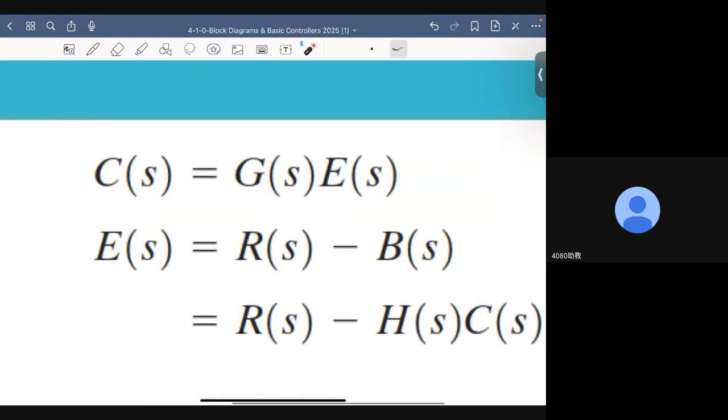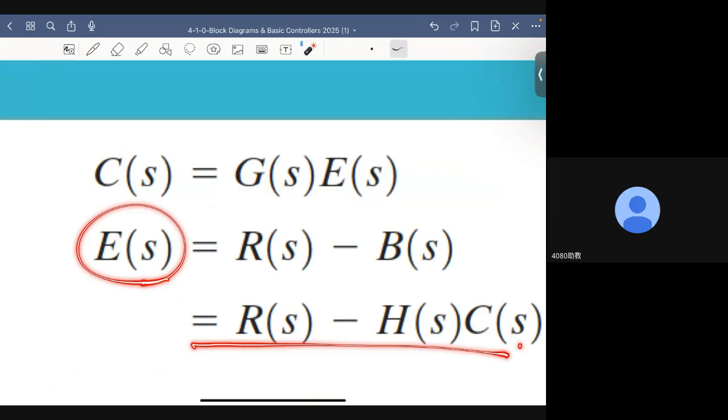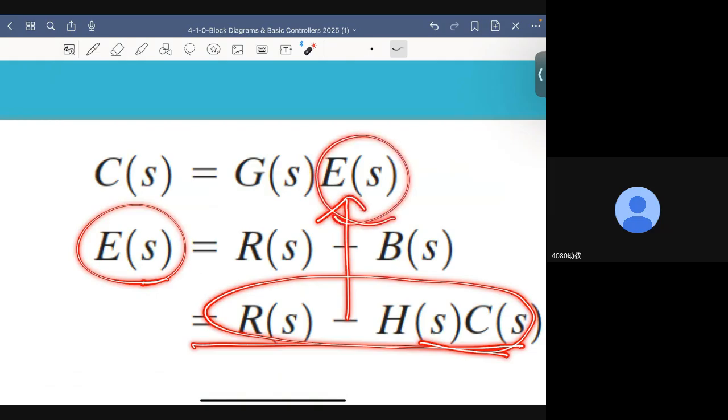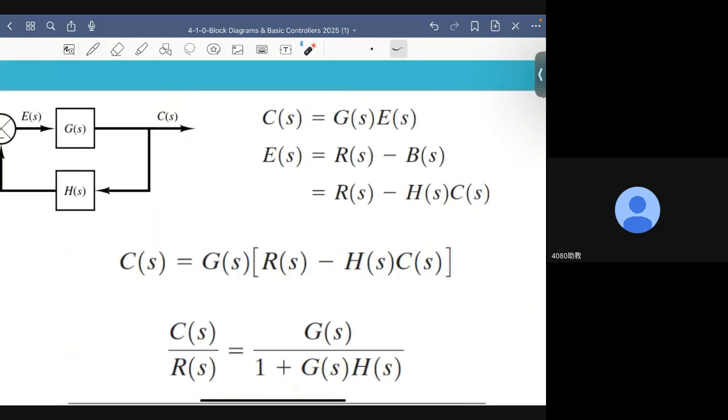Easy. We know E is equal to R minus HX. So we substitute this representation into here, okay? After doing that, see that we get this equation, okay? Now C is actually the product of G and E, which is R minus the product of H and C, right? Okay, so in this equation, we actually have everything we need to connect C and R, right?